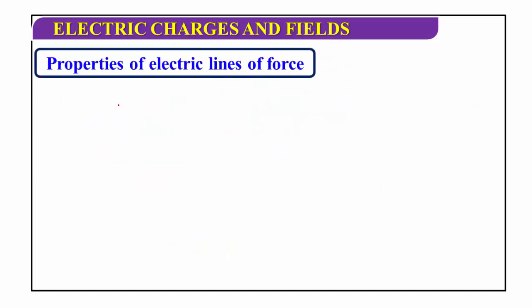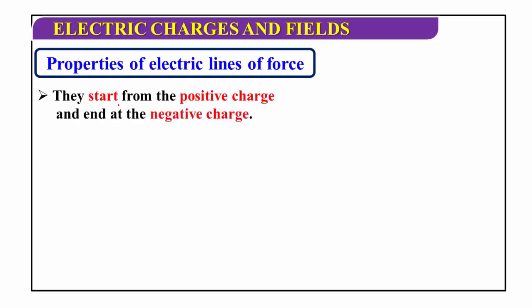Actually, in the last class I already discussed the properties of electric field lines. Because of a device problem in the last class, I was not able to explain the properties in detail. That's why once again I explain all the properties of electric field lines. Here the first property is that electric field lines always start their journey from a positive charge and end at the negative charge.